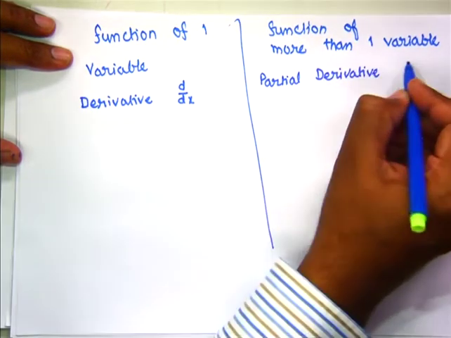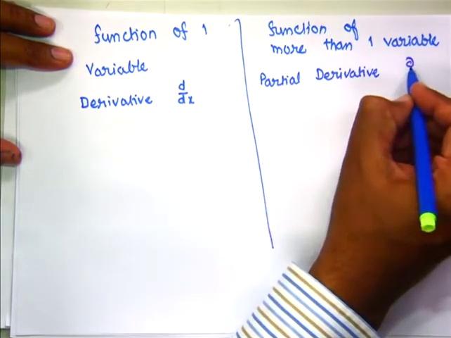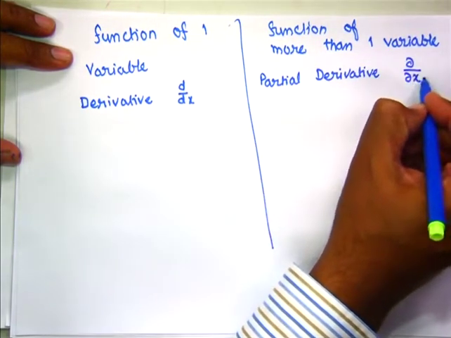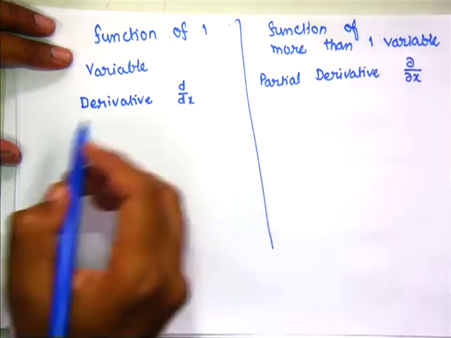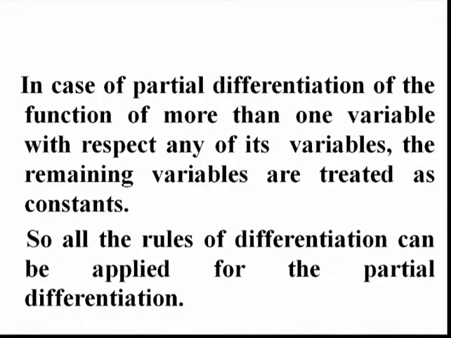And instead of d, we use del by del x if we are differentiating it partially with respect to x. In case of partial differentiation of the function of more than one variable, with respect to any of its variable, the remaining variables are treated as constant. So all the rules of differentiation can be applied for the partial differentiation. Let us see some example on the paper.